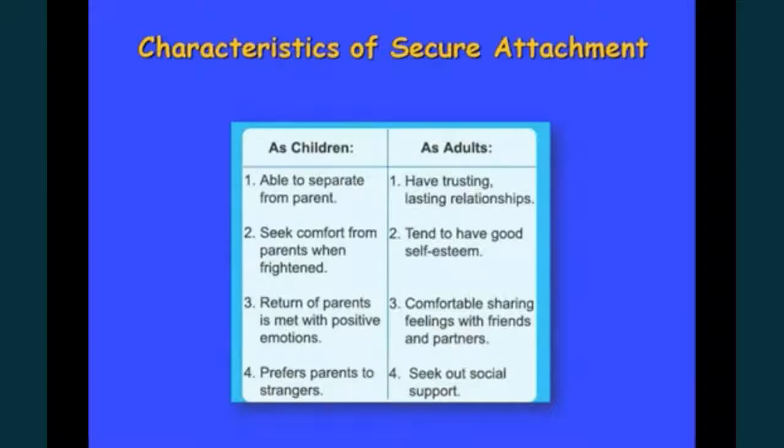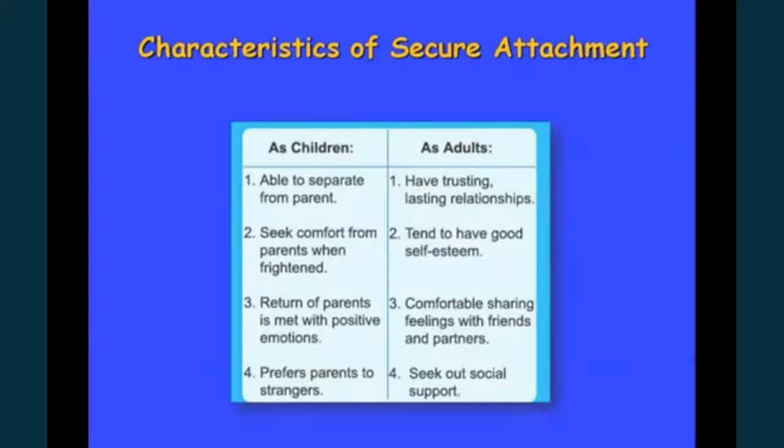So the characteristics of a secure attachment are that, as children, we're able to separate from parents, and that leaves us as adults having lasting, trusting relationships. When parents return, we're met with positive emotions, and that leads, as the theory would tell us, to being comfortable in adult life sharing feelings with friends and partners. But it's all based on the caregiver's behaviour.